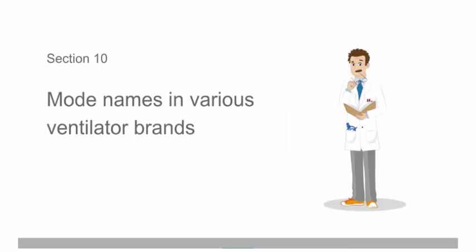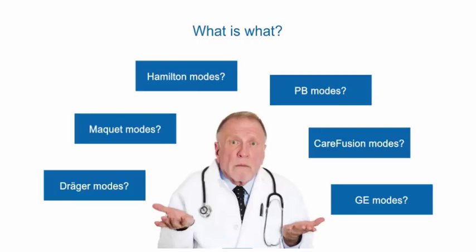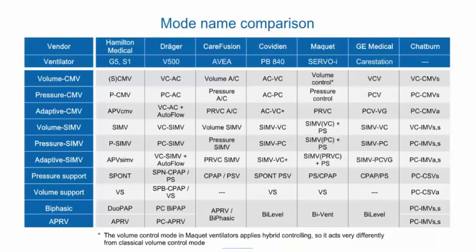Mode names and various ventilator brands. In the real world, the ventilators in an ICU or a hospital often come from different manufacturers. Chaotic mode naming is rather confusing. In this table, traditional modes and biphasic modes in 6 popular ventilators are grouped by nature.